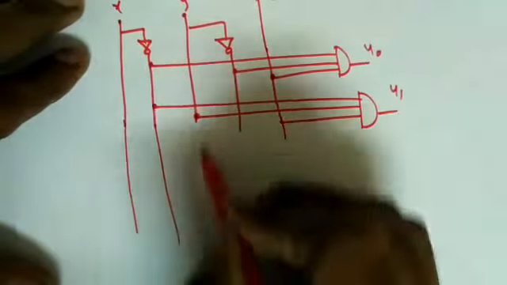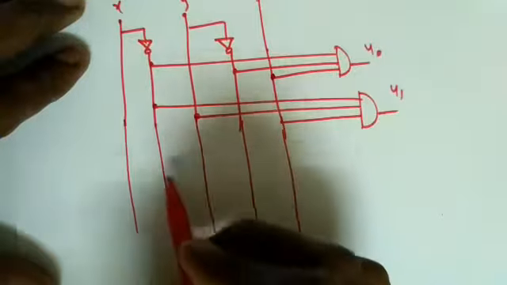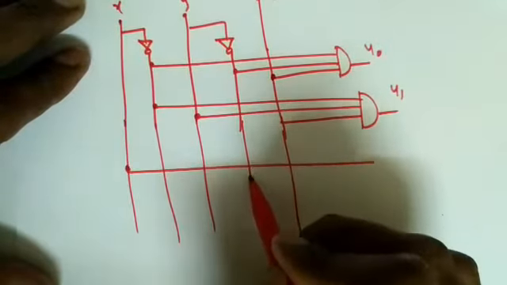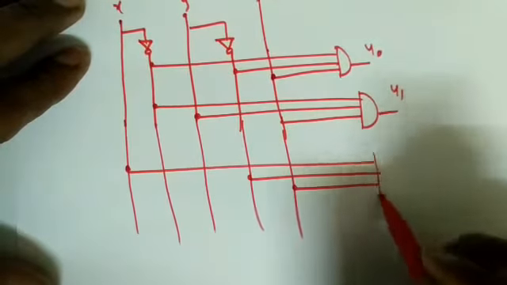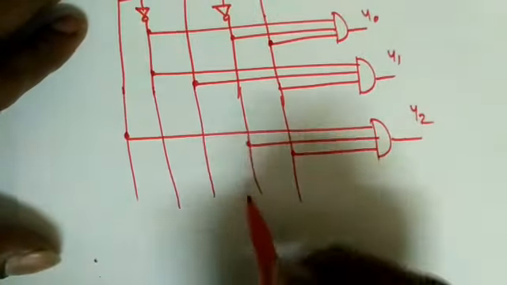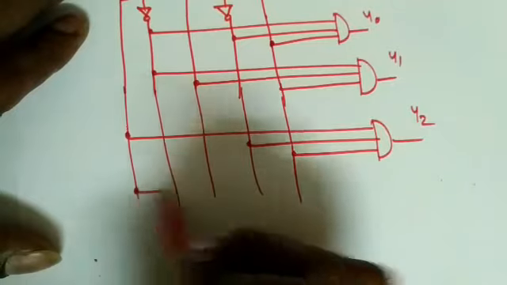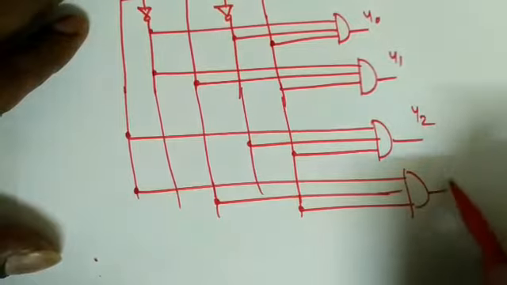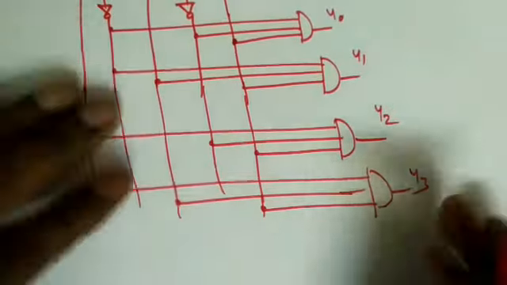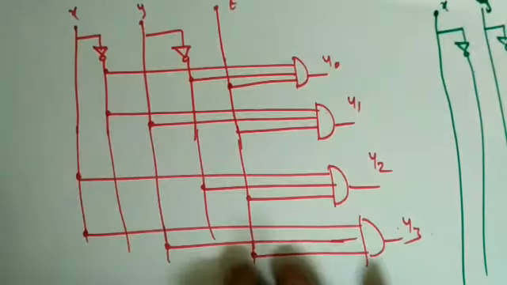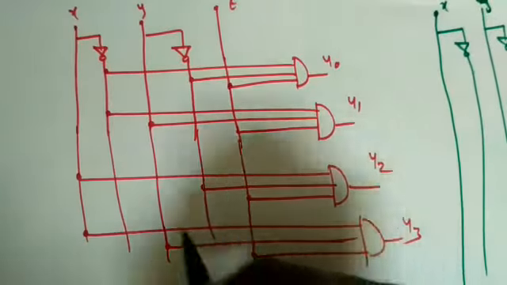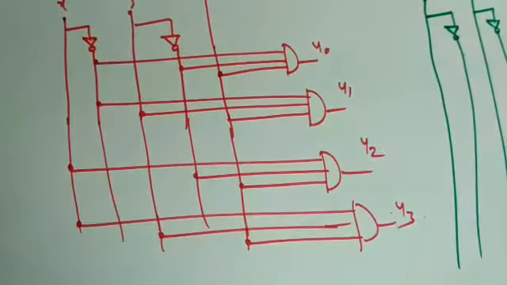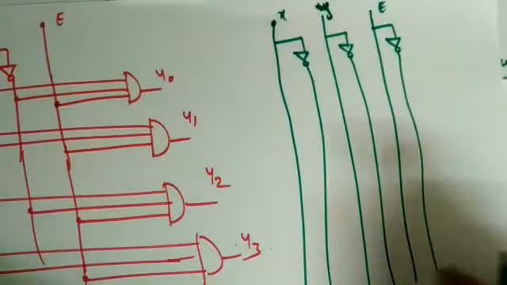Next, x, this is y. So the next one is x y bar. So this is x and this is y bar and this is the enable input. So what is this? Y2. So the last case, x and y. So this is x and this is y, and this is the enable input. So what is this? Y3. So this is the logic diagram of this 2x4 decoder with enable input. So what is this enable input? Active high enable input. So next we will draw for active low enable input.